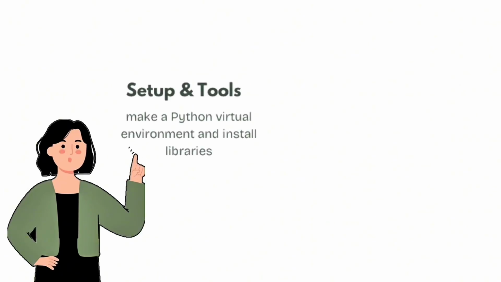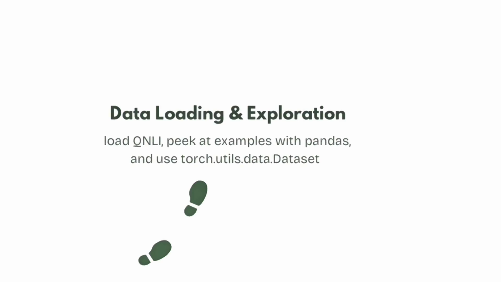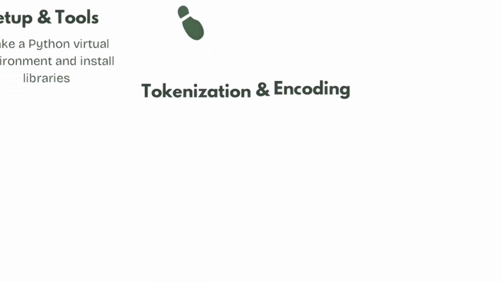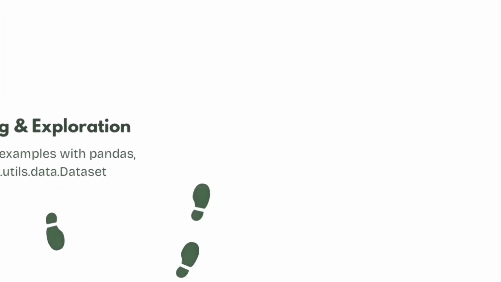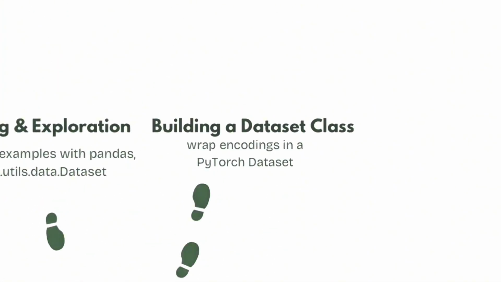Number 1. Setting up a Python virtual environment and installing what you need. Number 2. Loading and exploring QNLI with Hugging Face datasets and PyTorch Dataset. Number 3. Tokenizing and encoding question sentence pairs. Number 4. Building a simple PyTorch dataset class.